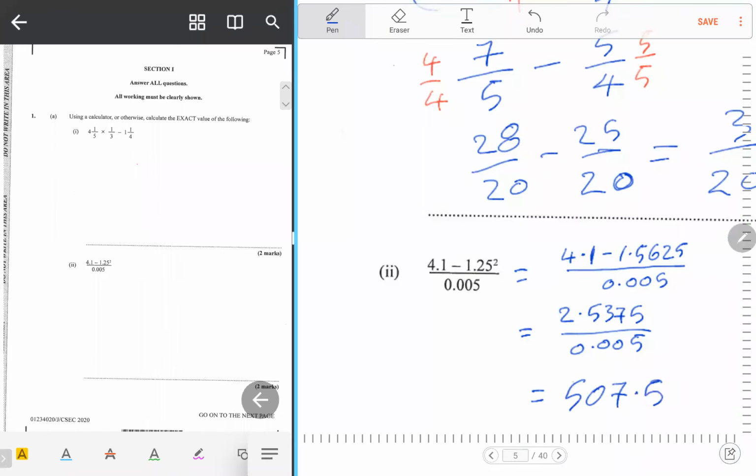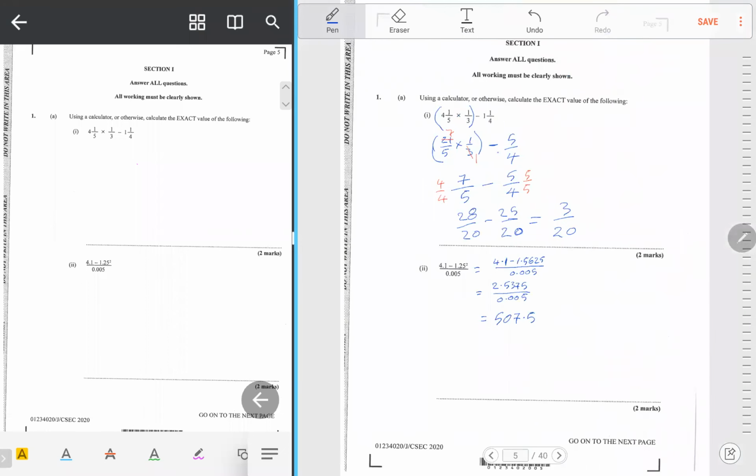You can double check it for me, see if we get the same thing. All right, so that. Yes, sir.